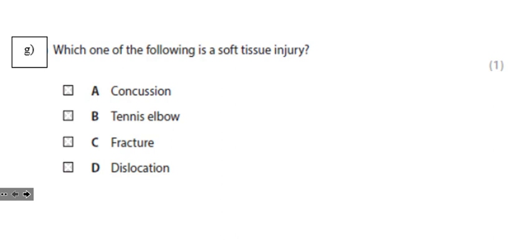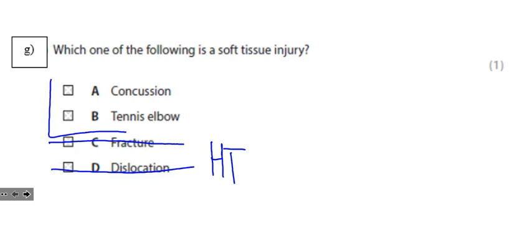Read the question: which one of the following is a soft tissue injury? 4 options. Now ultimately I've always said, can we get rid of 1 if not 2 of the possible options? Now I saw lots of people did that, and often they got rid of fracture and dislocation. Both of those impact bone or a joint. Now we know they are going to be a hard tissue injury rather than a soft tissue injury. So that then leaves us to select one from these 2 options just here.